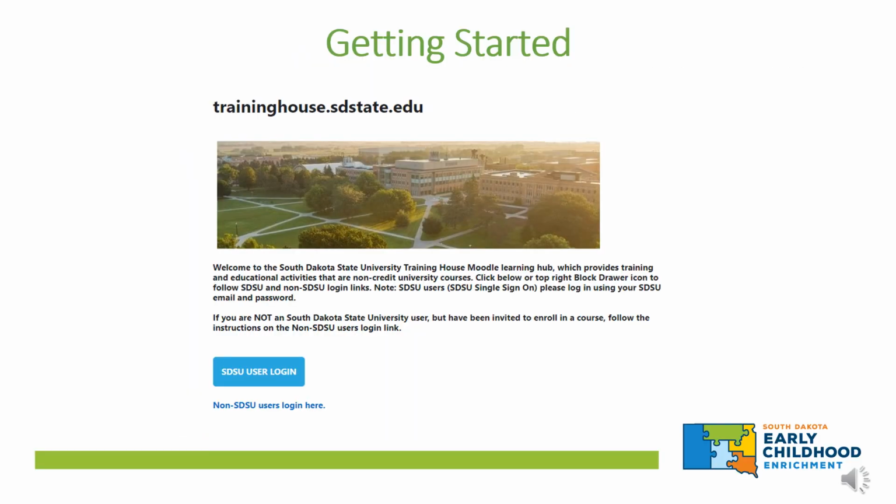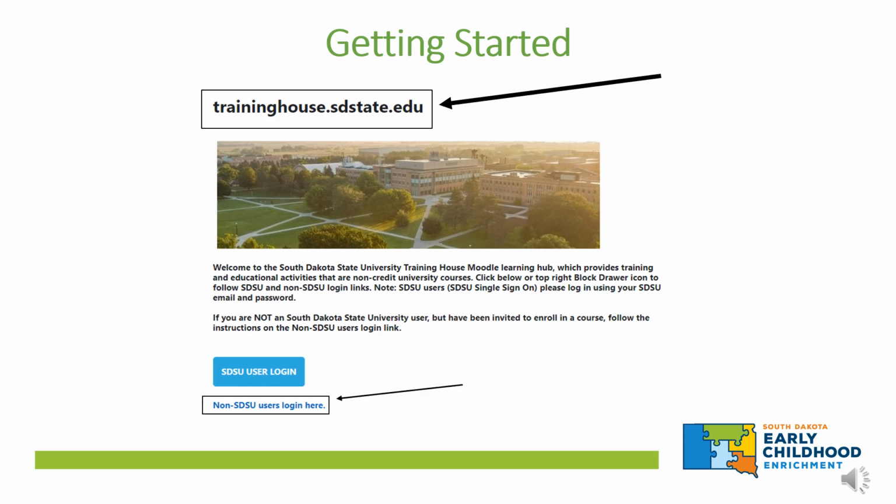Let's get started. The South Dakota Orientation to Early Childhood and School Age Care series is available through South Dakota State University's platform called Training House. To access Training House, please go to traininghouse.sdstate.edu. Once you have accessed the Training House website, please be sure to create an account or access your current account by clicking Non-SDSU Users Login here.